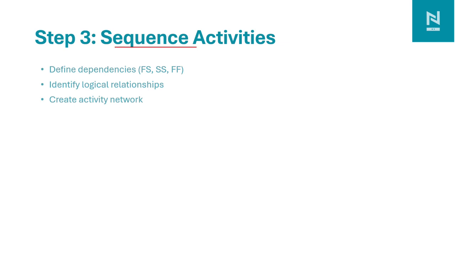Third is sequencing of activities. We need to define the dependencies in the project, whether activities can start together or start after the finish of another activity. We need to identify the logic and relationships between them and create a network diagram for it. For example, after the finish of the foundation, we can do the ground floor level. After the first floor level, the second floor level will come. So we need to develop the work packages and link them accordingly.